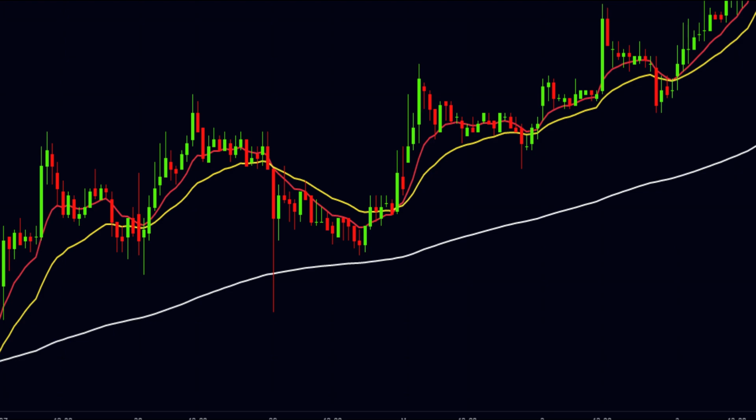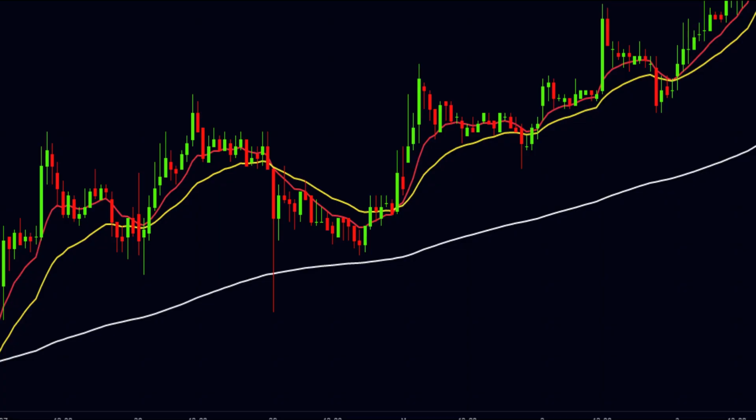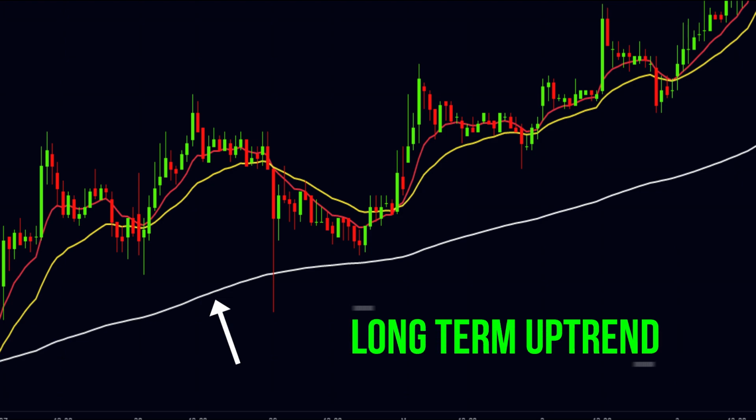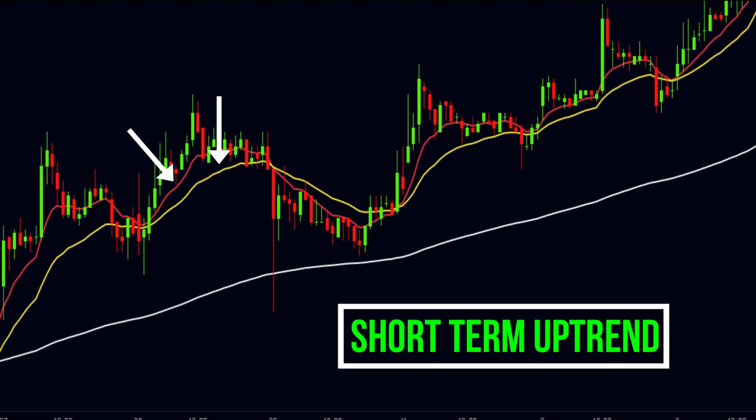Let us discuss how the EMA works in different situations. For example, there is a chart of a stock on a 15-minute time frame. The stock is in an uptrend, and we have plotted our 3 different EMAs as discussed before. Here the price is above the 150 EMA, so it is in a long-term uptrend, and the price is also above the 9 EMA and 21 EMA, so the price is in a short-term uptrend also.